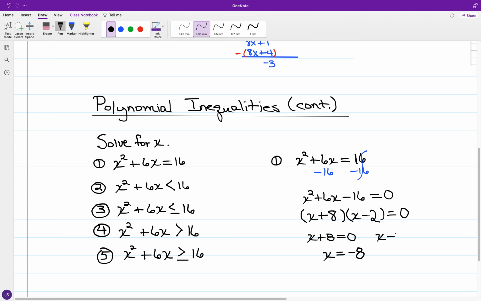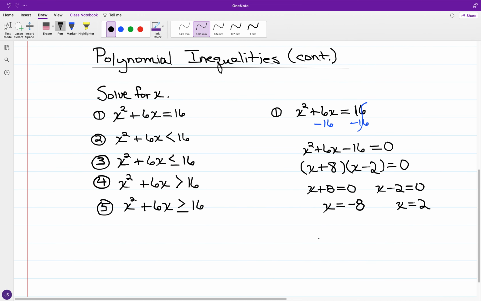And for what we have in the case of x minus 2, if I set this equal to 0, we have that x is equal to 2. And so with our solutions in x, we have negative 8 and positive 2.